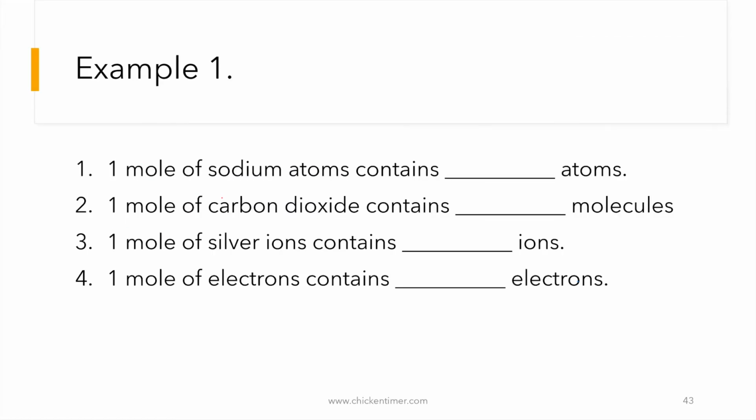So in this situation, we have this example. You have 1 mole of sodium atoms. 1 mole of sodium atoms will contain the Avogadro's constant, which is 6 times 10 to the power 23. Yes, that's correct. 1 mole of silver ions is also 6 times 10 to the power 23. 1 mole of electrons is also 6 times 10 to the power 23. So the purpose of this example is to tell you that if I say 1 mole of something, it's always 6 times 10 to the power 23 of that thing.